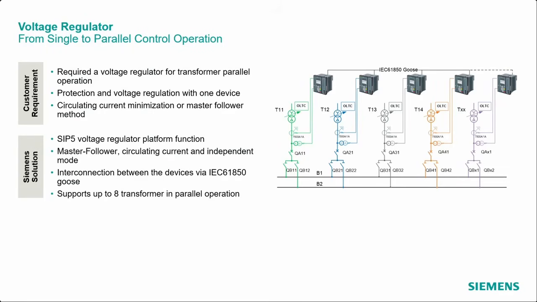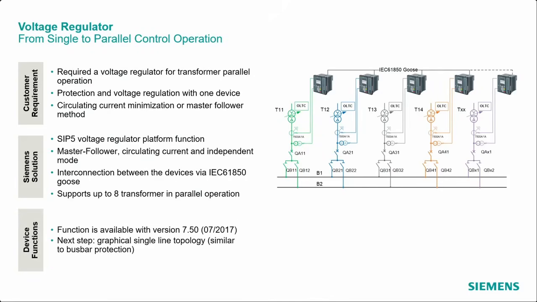We have the following modes available. We have the master following mode. We can support the circulating current minimization, and we also have the independent mode in case one transformer is not connected to the same bus. Then we can also control the voltage in the independent mode. The function is available since version 7.50.